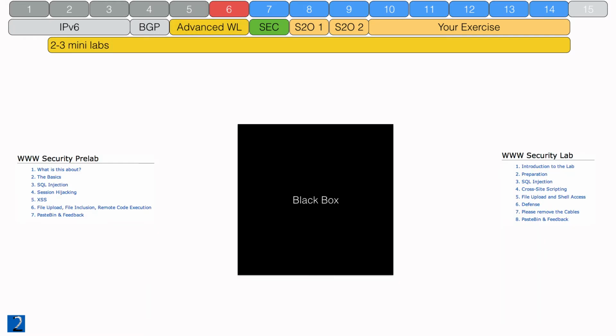And the next thing will be the security lab. So here we'll have a black box and it's running some web services and so on, and you're attacking this black box and finding out which are the security holes that this black box has.